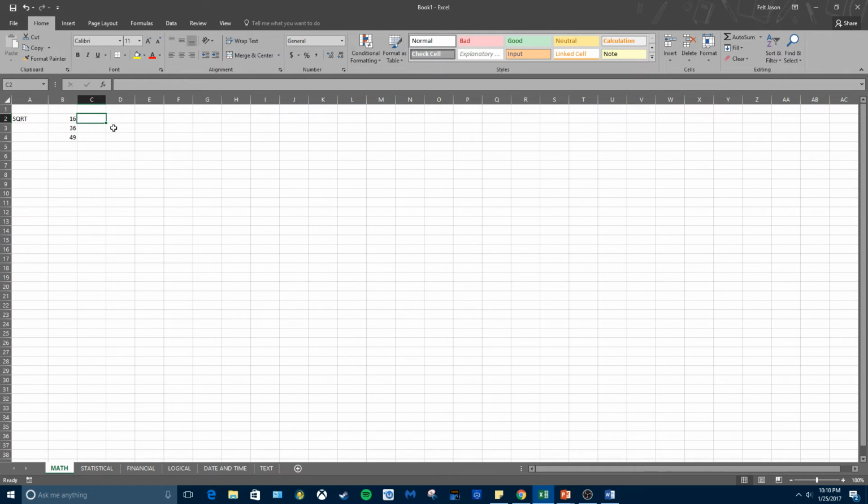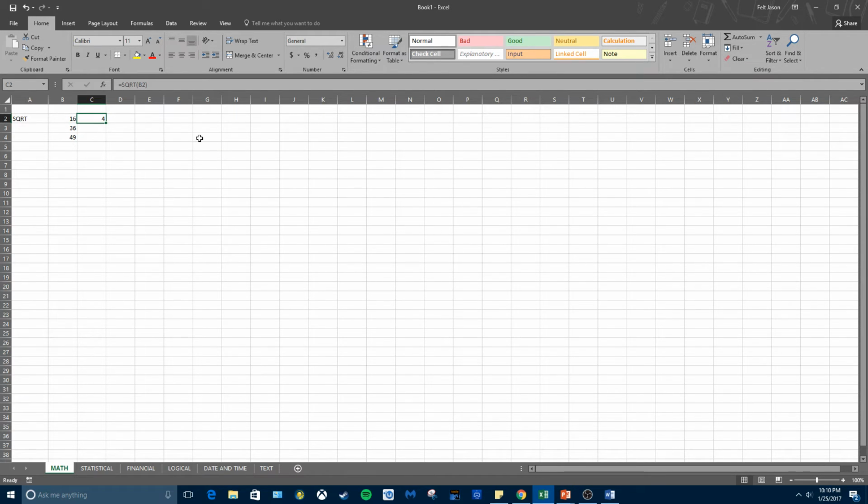So we're going to go equal SQRT parentheses. So we got equal, telling Excel we want a function in there. SQRT is our function. Our argument will be B2. So we get the answer of 4.